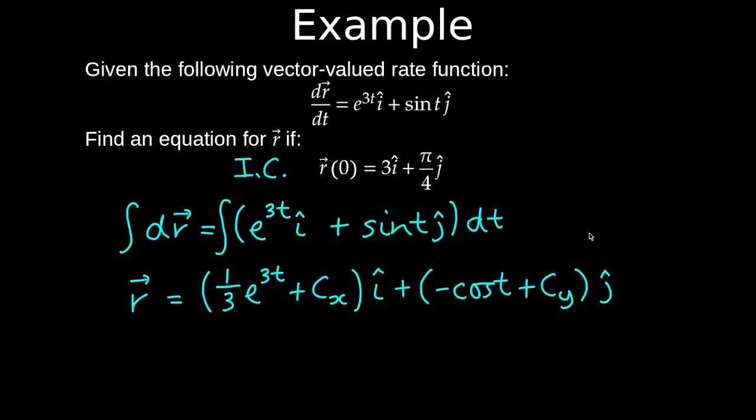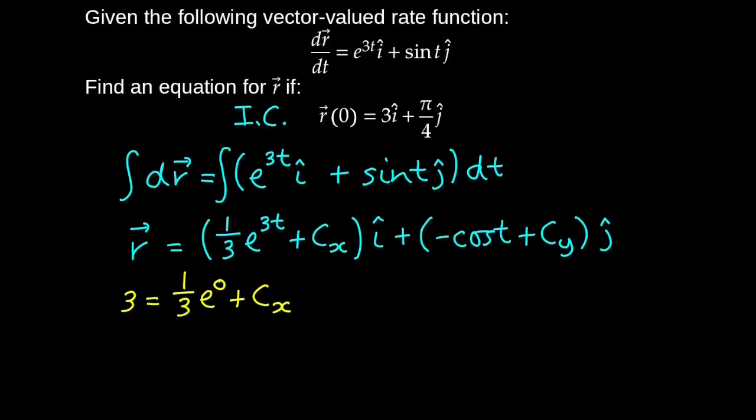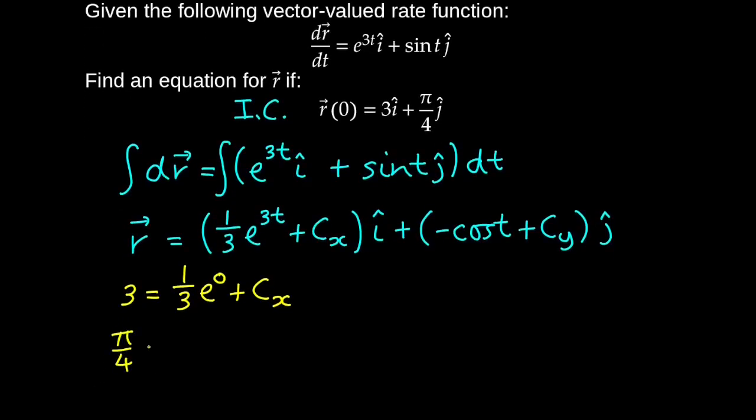And now applying our initial condition, what we obtain for the component of this vector in the horizontal direction is 3 is equal to 1/3 by e to the power of 3 by 0 plus the constant of integration. And in the vertical direction, we obtain pi on 4 is equal to minus cosine of 0, which is 1, plus the constant of integration. And now you can solve for the constants of integration, substitute them back into this equation, and you found your equation for r.